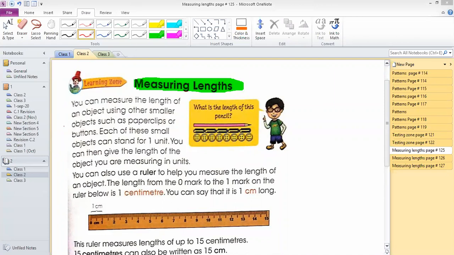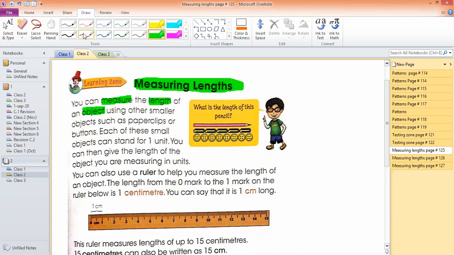I'm going to read what is written in the book. You can measure the length. Guys, whatever we have, we can measure it. We are talking about the length of an object, any object, using other smaller objects such as paper clips or buttons. Each of these small objects can stand for 1 unit.